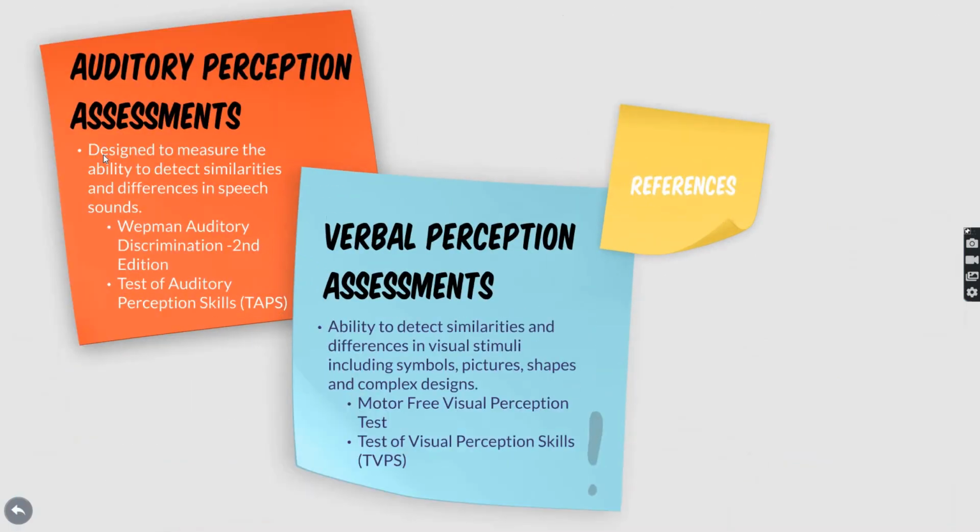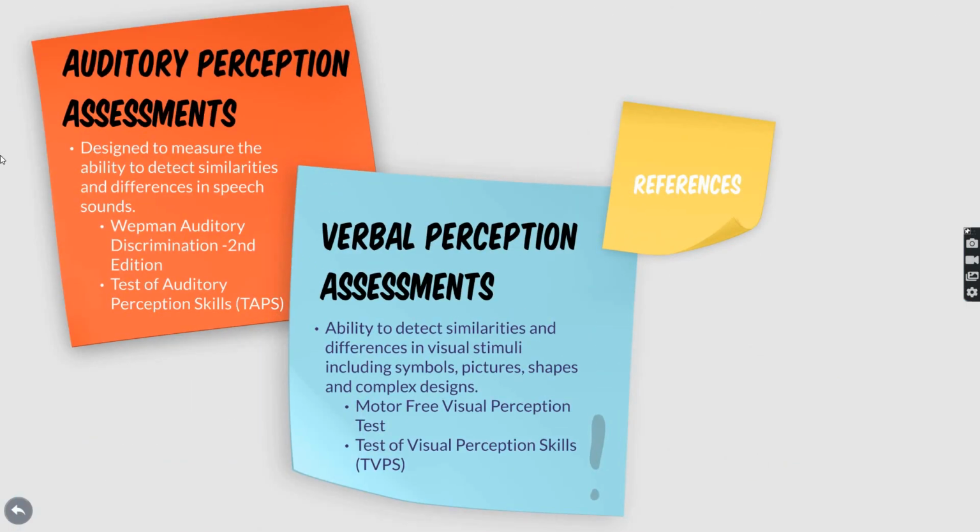Perceptual functioning. Auditory perception assessments. These are designed to measure the ability to detect similarities and differences in speech sounds. Tests that can do this are known as the Wepman Auditory Discrimination Test, 2nd edition, and the Test of Auditory Perception Skills, also known as TAPS.